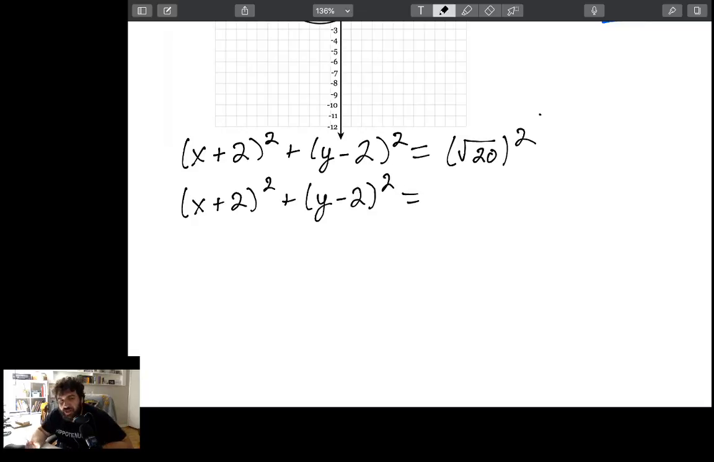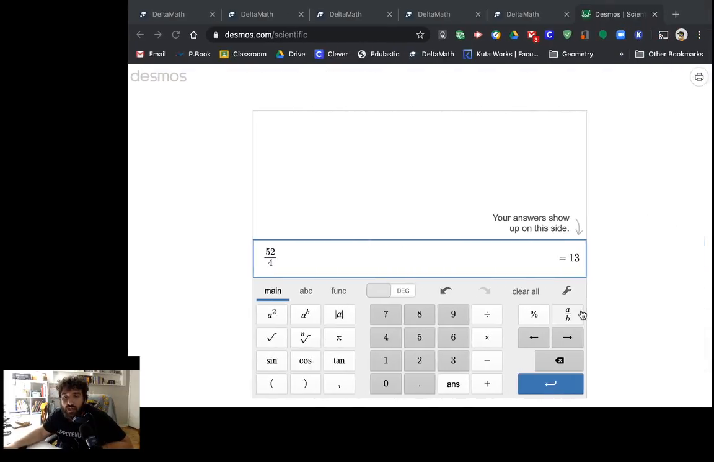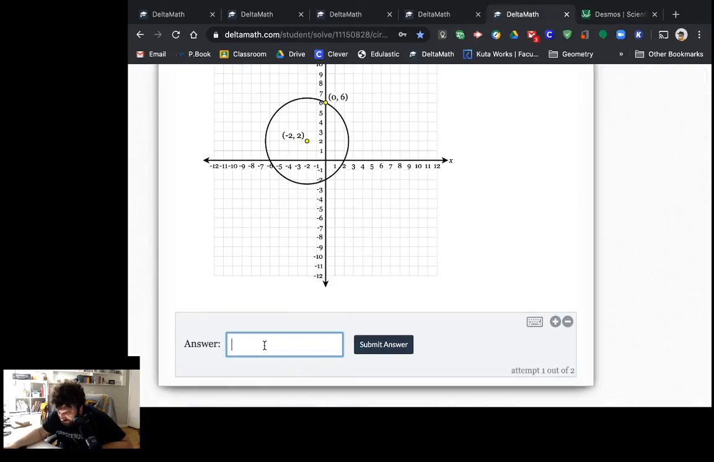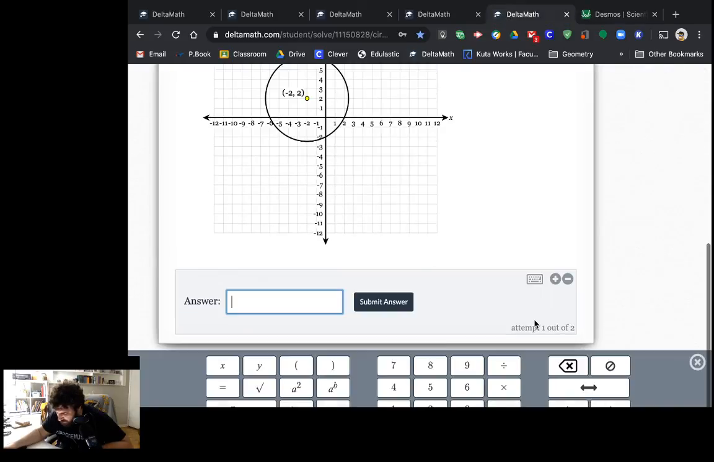When I square a square root, that's like multiplying something that's half by 2. If you have 2 halves, you have 1 whole. If I have the square root and I square it, it just comes out as that whole number. So I'm just going to get 20 here. So the final answer: (x plus 2) quantity squared plus (y minus 2) quantity squared equals 20. Make sure we plug that all in directly as is. And that's just going to go in down here. You may want to bring up the keyboard to help you out with this one.